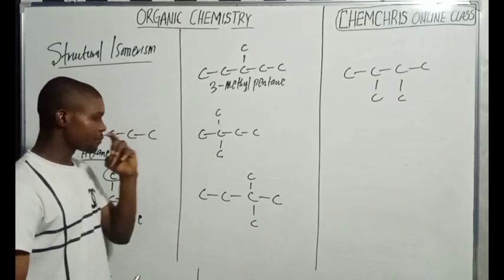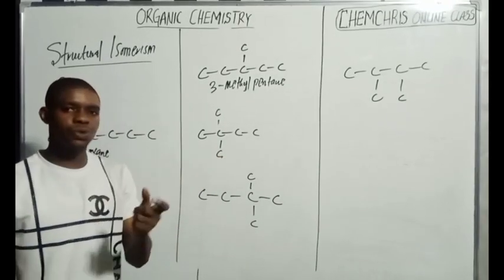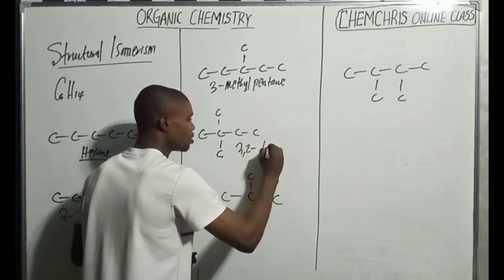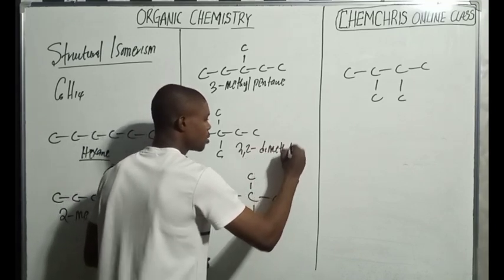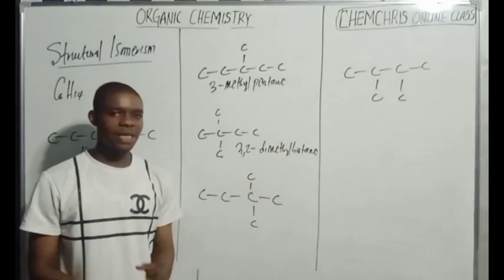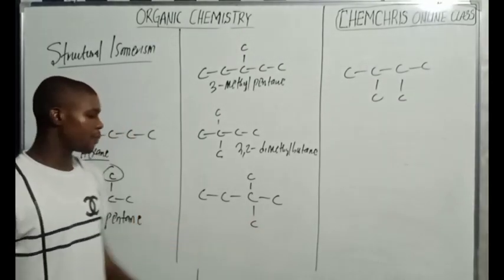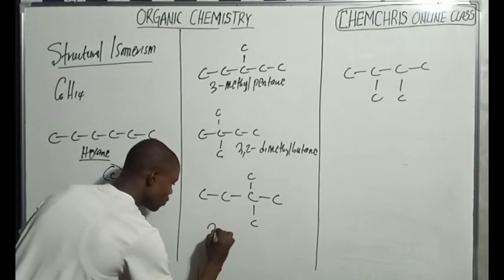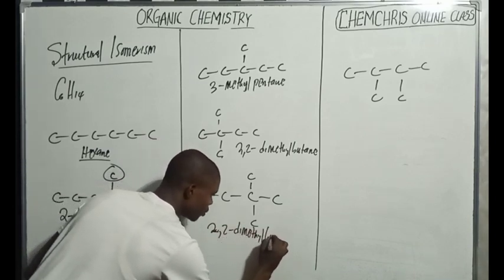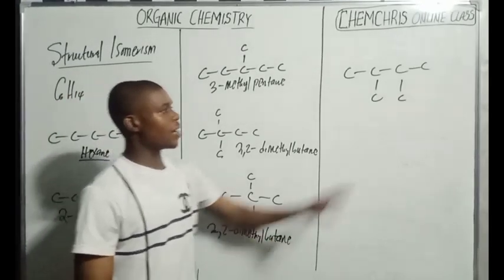So what is the name of this one? One, two, then 2 methyl is at carbon number two. So it's going to be 2,2-dimethyl butane. So we have 2,2-dimethyl butane. The same with the other one here: 2,2-dimethyl butane. Can you see that? Butane, right?